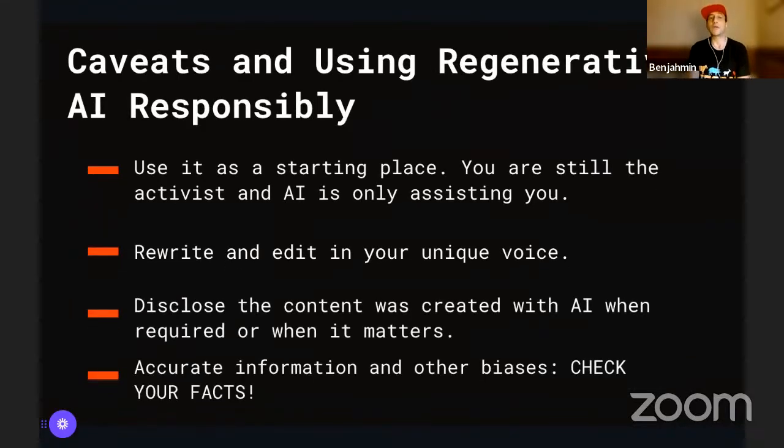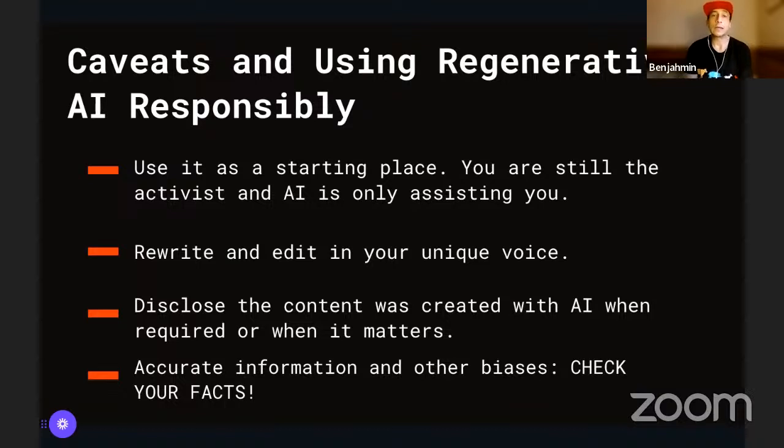So, some caveats and ideas to use what we call generative AI responsibly. The idea is using it as a starting place, so you're still the activist and the AI is assisting you. We're really thinking of it as an assistant, a tool to help assist your already creative mind, your motivations, your why. And then rewriting and editing the responses in your unique voice, so you can add your own personality and your own spin on it.